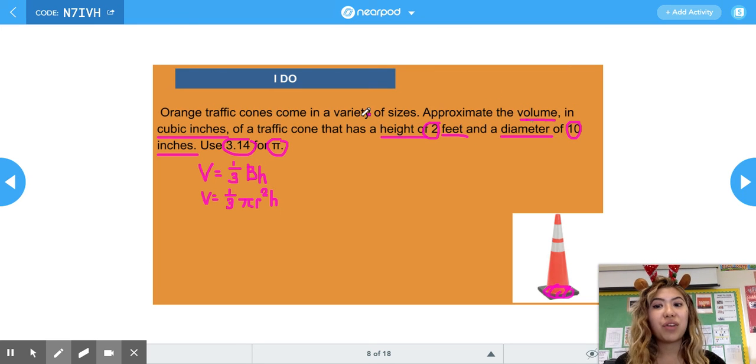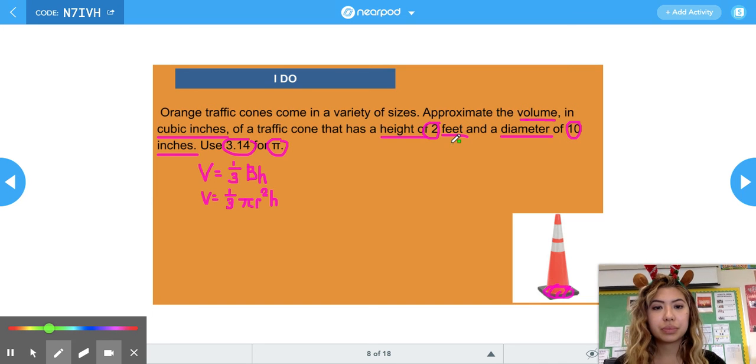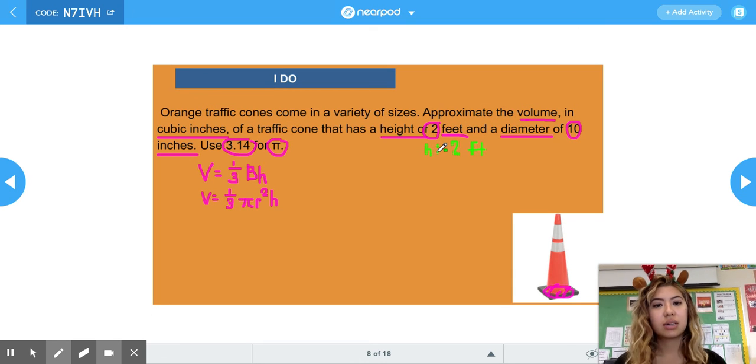And before we can plug in any numbers, we are looking in the problem and it says that they want the volume in cubic inches. So the diameter was given in inches, but the height was given in feet. So we have to convert this 2 feet to be in inches. So we have our height is 2 feet.